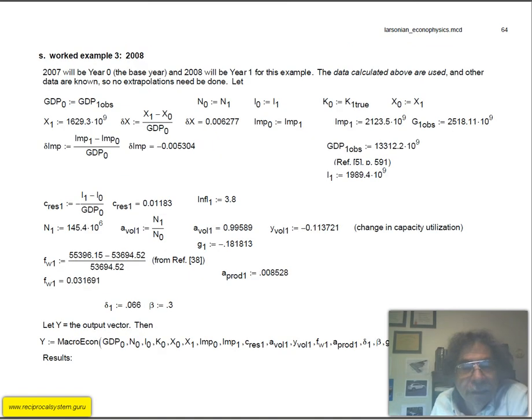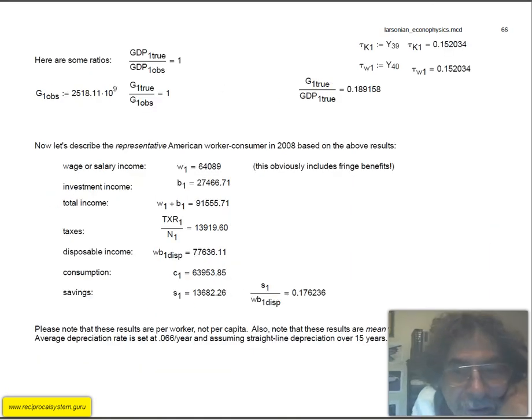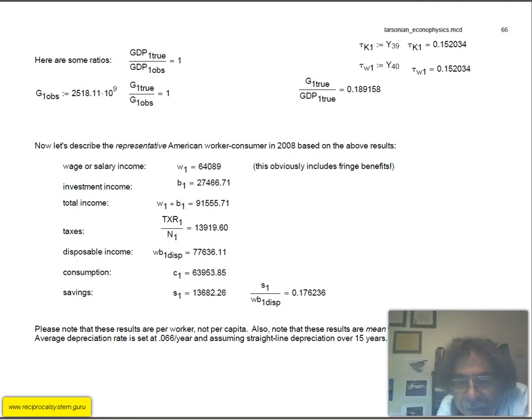Okay. Then I have the next worked example for 2008. Scroll down. For 2008, we have W sub 1 equals 64,089. B sub 1 equals 27,466.71. Total income 91,155.71. Taxes 13,919.60. Disposable income 77,636.11. Consumption 63,953.85. And savings 13,682.26.